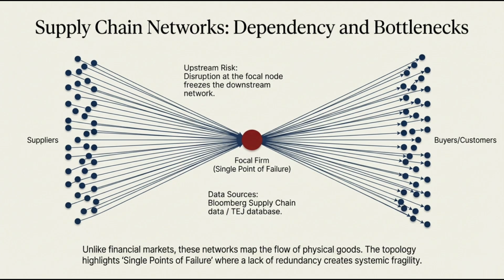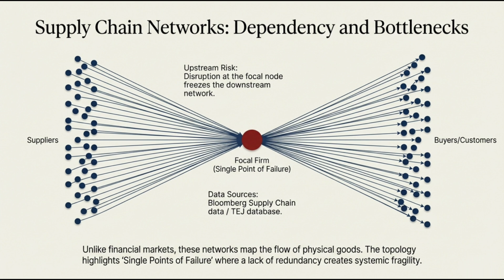That phrase is crucial. If the focal node is disrupted, the downstream network can freeze because the flow of goods is interrupted. Unlike interbank liability networks, where the edges represent claims or obligations, here the edges represent the movement of physical goods or services. But the systemic logic is surprisingly similar. The network can still be fragile if too much dependence is concentrated in one place.